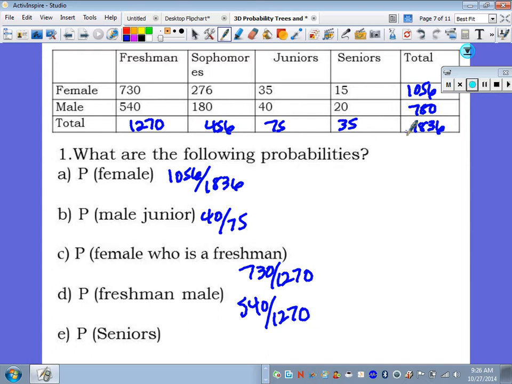And then how many seniors? Ooh, only 35 seniors out of 1,836 students. So you see your freshman class is huge and they keep getting smaller as you go down. Okay, not usual, but not something you want to do. Okay, so that's how you do a probability table. So let's do another example.